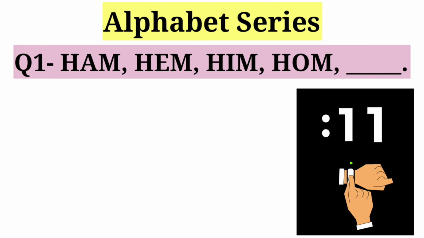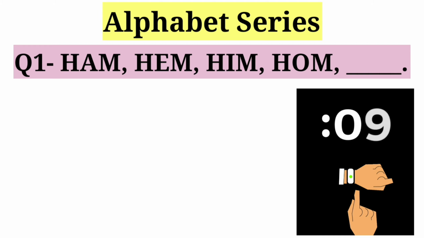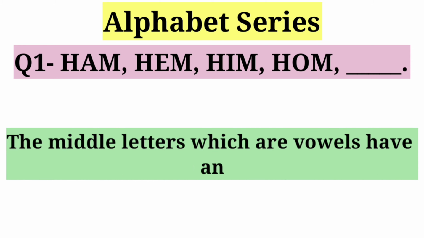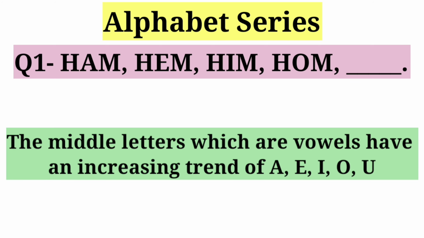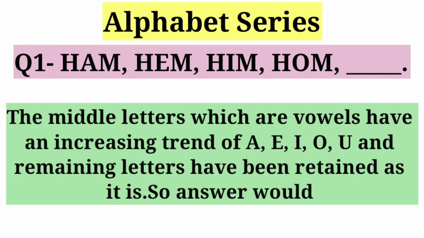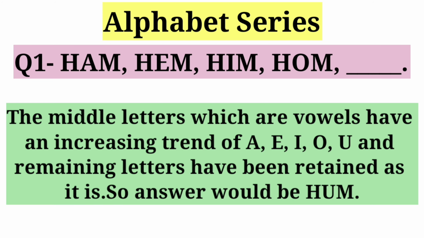Try looking for a pattern that completes the series. Last 5 seconds are remaining, and time's up. If you see, H and M are common in all of these and only the middle terms, that is A in the first, E in the second, I in the third and O in the fourth, are different. As you know, these are vowels, so the next should be U. So it will be HUM.